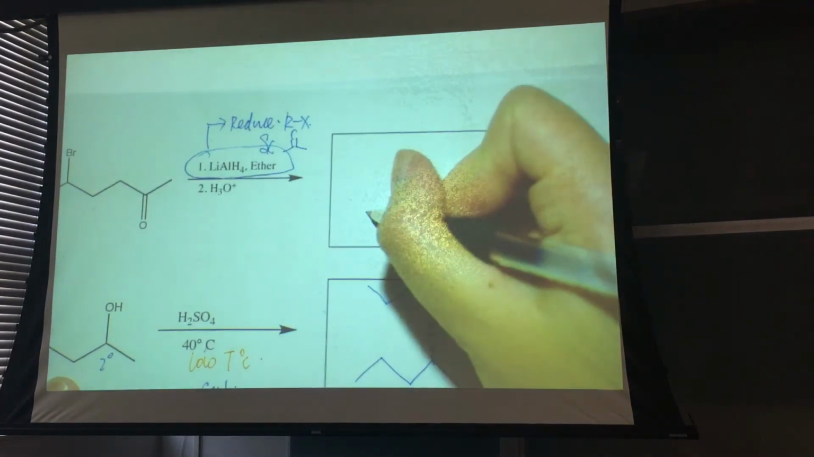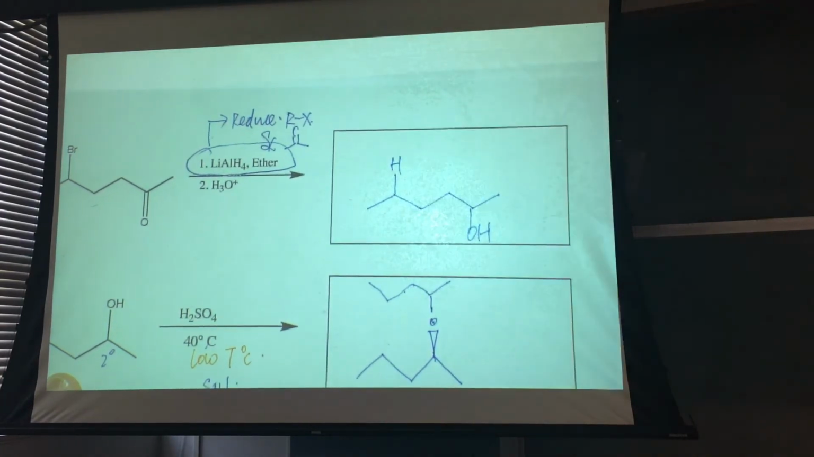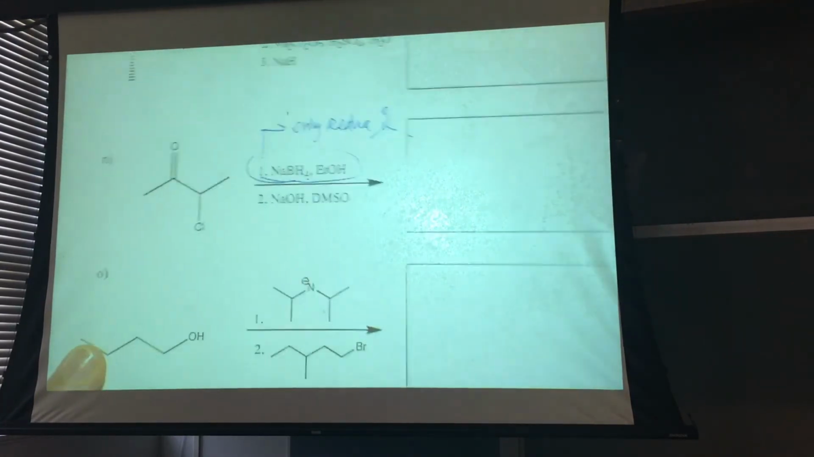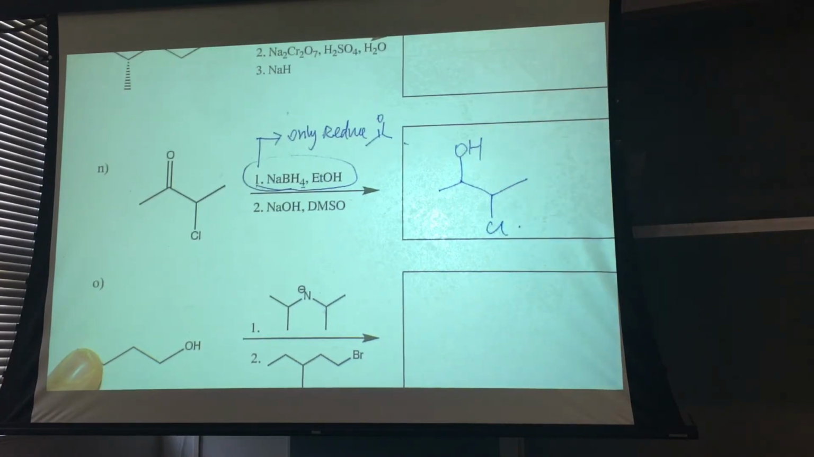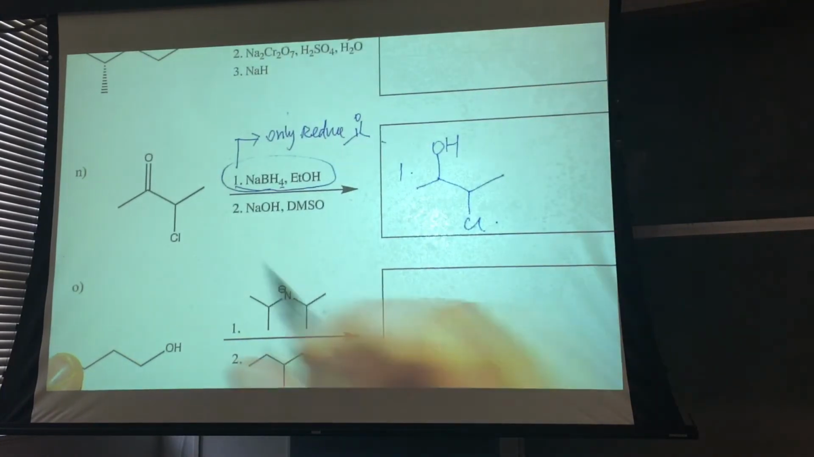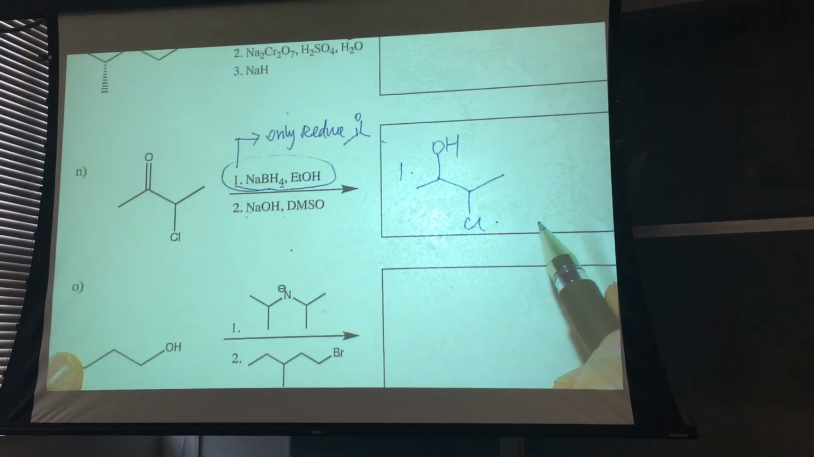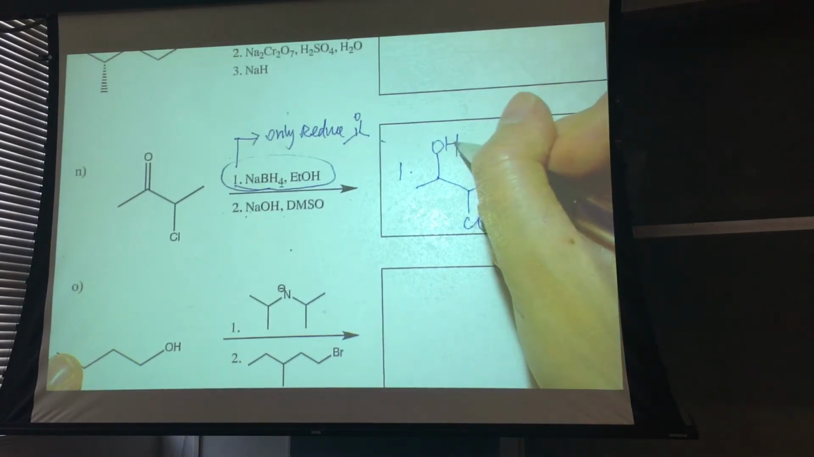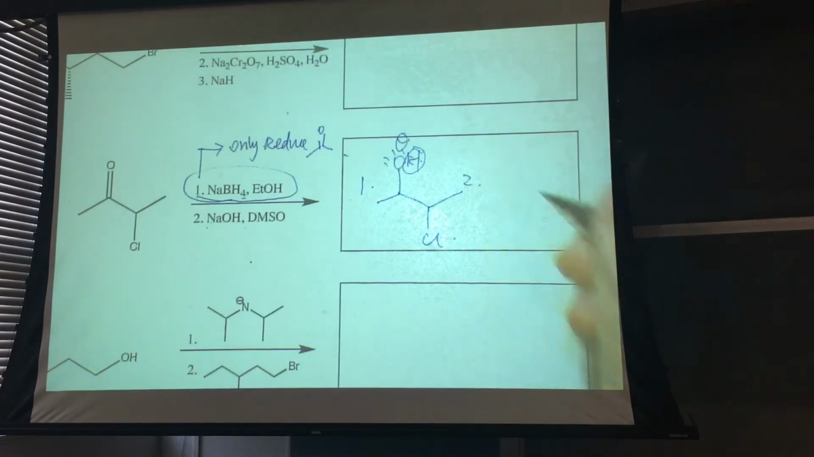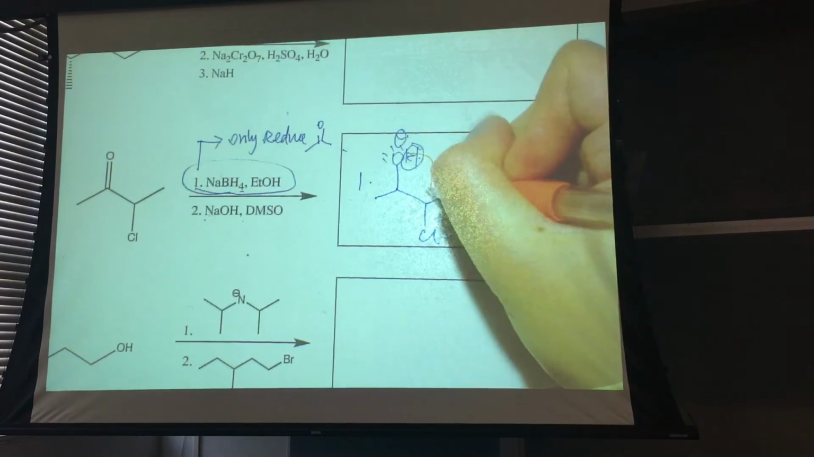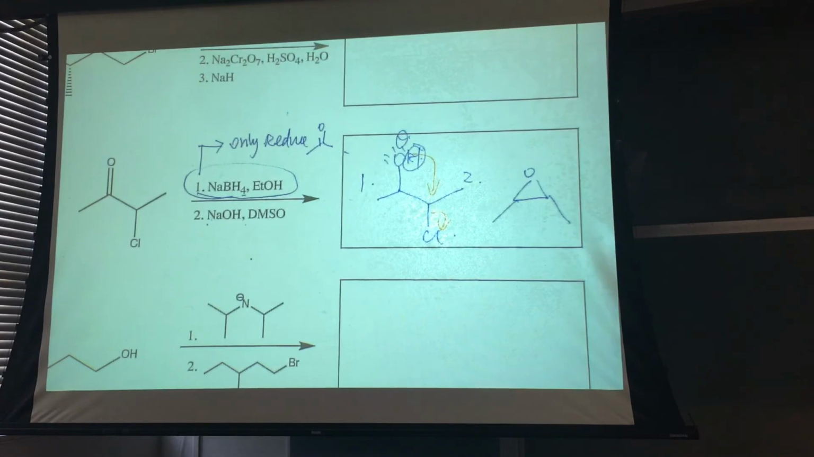So this one is actually going to be OH. This is going to be a hydrogen, but you don't need to show it if you don't want to. This one, only the carbonyl is going to be reduced, and your chloro is still going to be there. But this is only for the first step. After the second step is another intramolecular Williamson ether synthesis. Your LDA is going to grab this hydrogen. When this hydrogen is away, it's going to be O minus. So your second step is going to form an epoxide. This is actually going to be this. This is the answer.